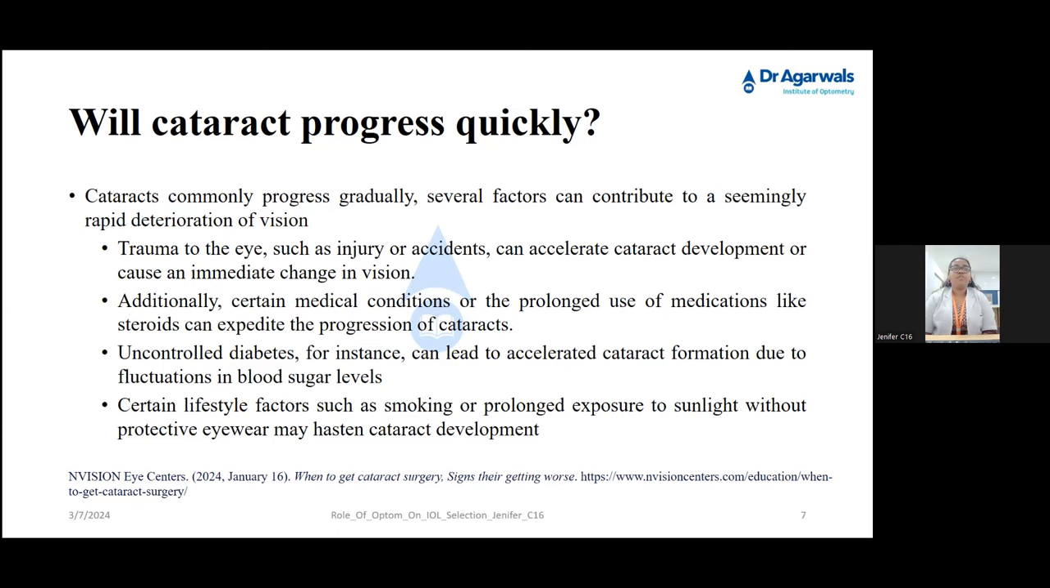Uncontrolled diabetes, for instance, can lead to accelerated cataract formation due to fluctuation in blood sugar level. Certain lifestyle factors such as smoking or prolonged exposure to sunlight without protective eyewear may hasten cataract development.